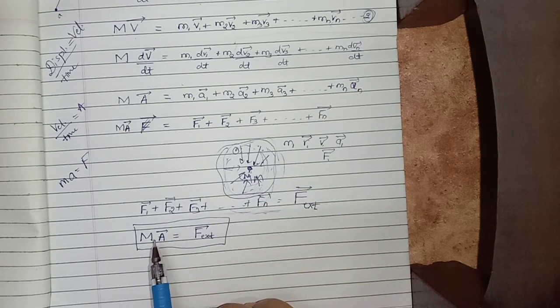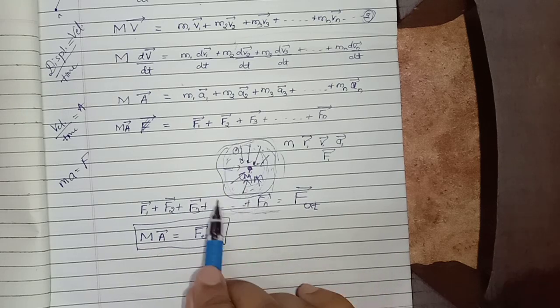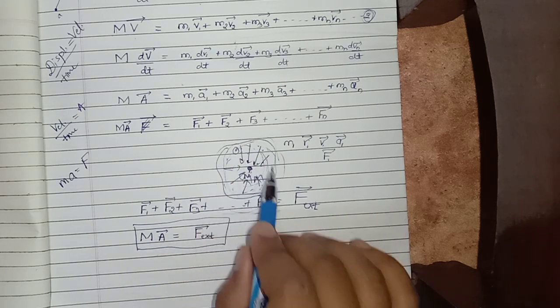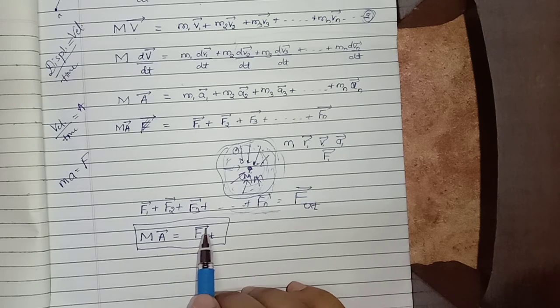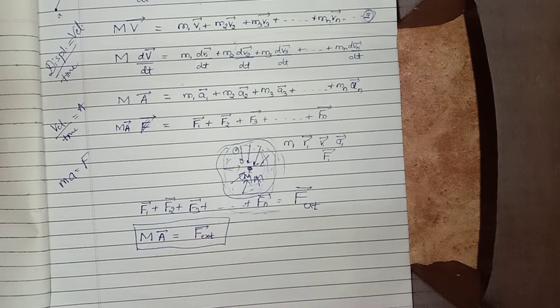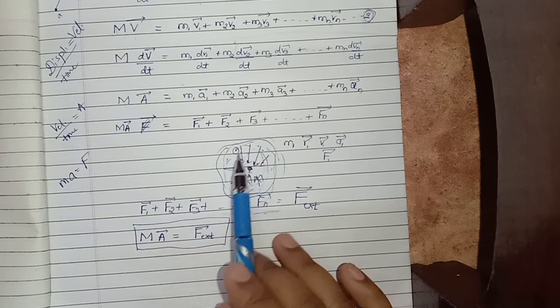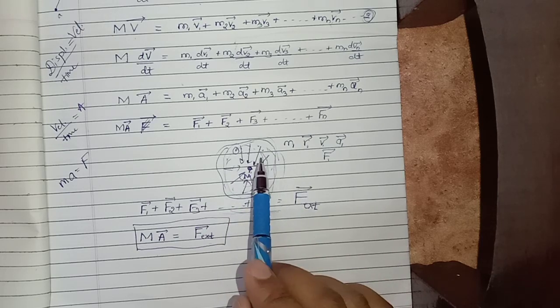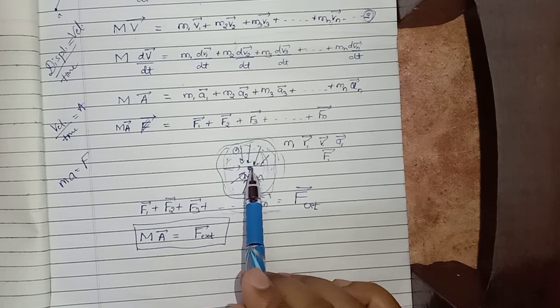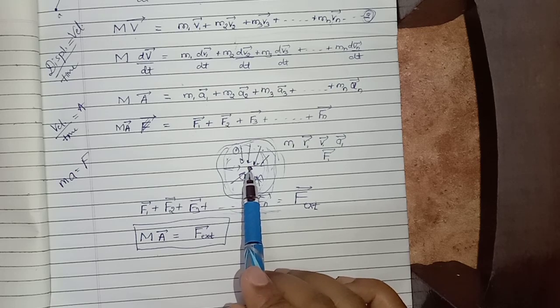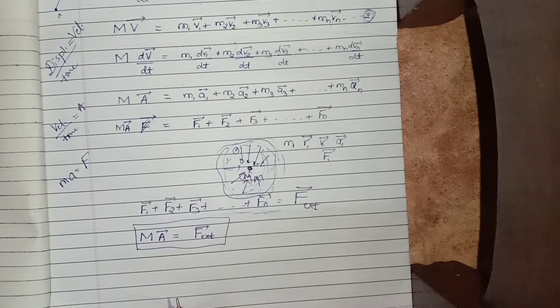Understood the meaning of this expression? This expression is the product of the total mass of the system and the acceleration of the system of particles, equal to the vector sum of all the external forces. So this expression can be explained as: the center of mass moves as if the whole mass of the system is concentrated here and all the external forces are applied here. This is about the center of mass. If you have not understood anything, you can ask me.